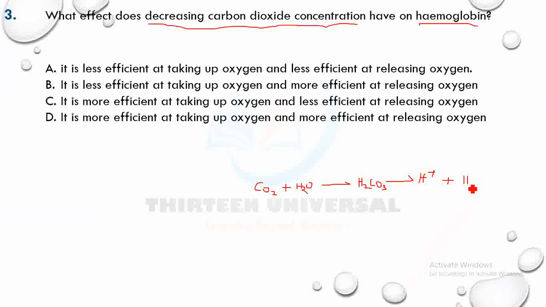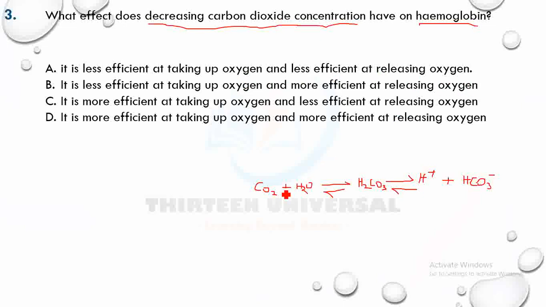So the forward reaction occurs in respiring tissue. The backward reaction occurs in alveoli. So guys, you can see now, of course, when we get to the alveoli, the backward reactions occur. Do you get? Yeah, good. So if we look at this, it says it is less efficient at taking up oxygen. That's talking about hemoglobin. If we decrease the carbon dioxide concentration, what happens to hemoglobin? It says it is less efficient at taking up oxygen and less efficient at releasing oxygen.